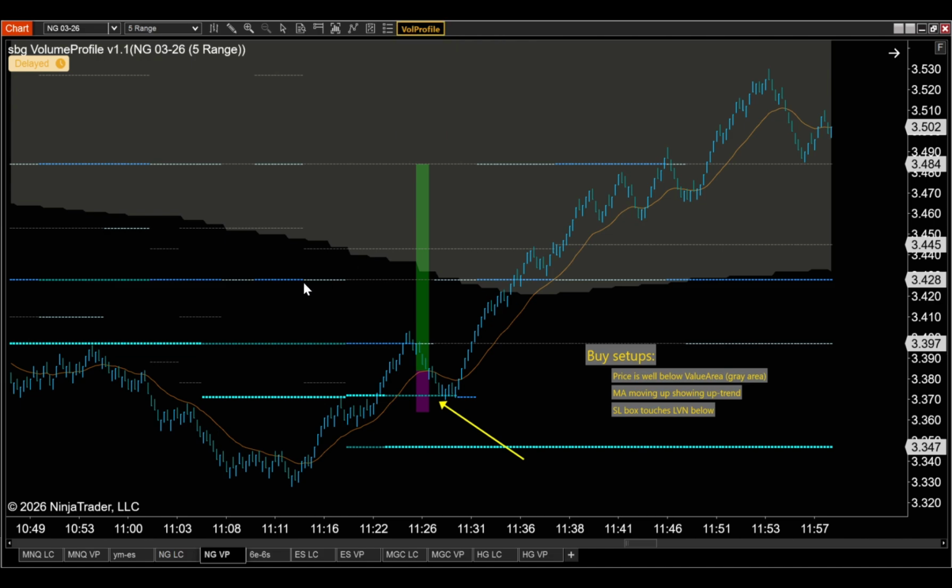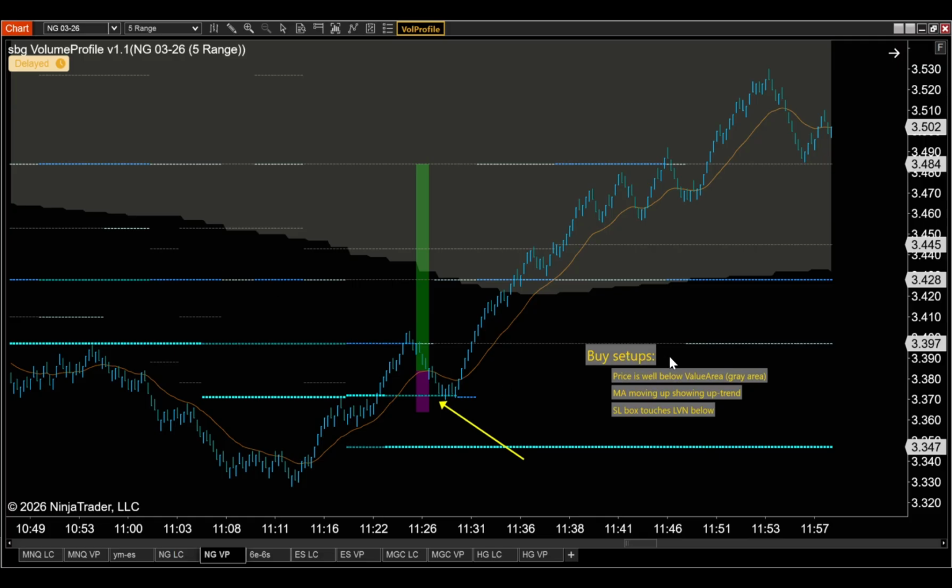And what we see is these blue and gray areas. A bigger, brighter blue is a stronger low volume node, and the thin, wispy gray area is the weaker of the low volume nodes. What we're going to do is look for setups of a retrace: a break through a level, a retrace back to that level, and a continuation move. And that's how you trade the low volume node.